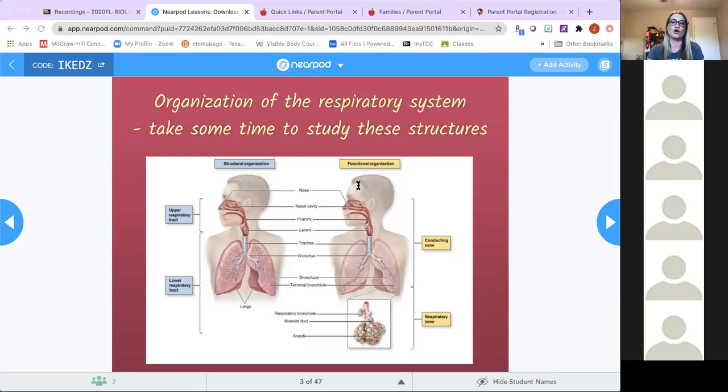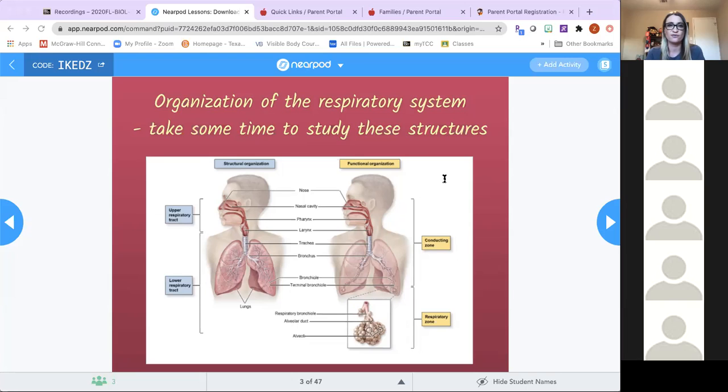The respiratory system can also be divided based on function into conducting zone and respiratory zone. This is the division based on what is happening in this part of the respiratory system. The conducting zone is responsible for conducting or moving the air towards the respiratory zone. And then the respiratory zone is the part of the respiratory system where the gas exchange is actually taking place. So you need to be familiar with these structures that you see on the slide. Make sure that you are able to classify things into upper and lower, and then conducting versus respiratory zone.